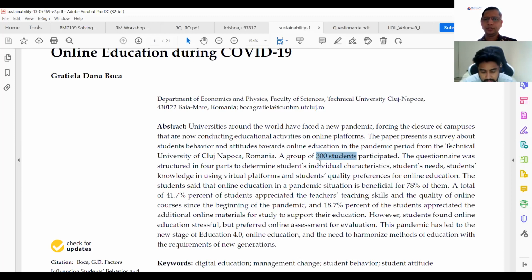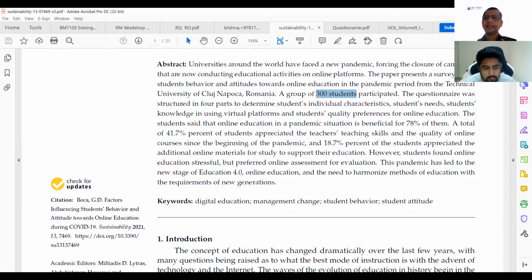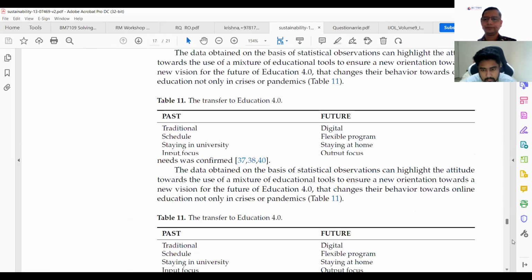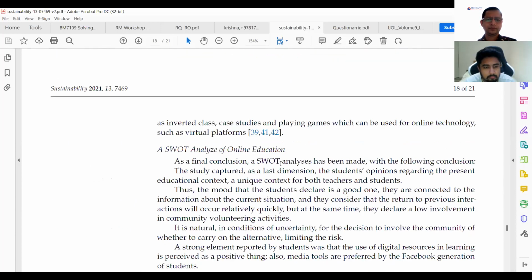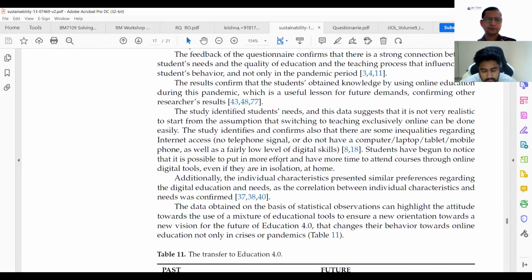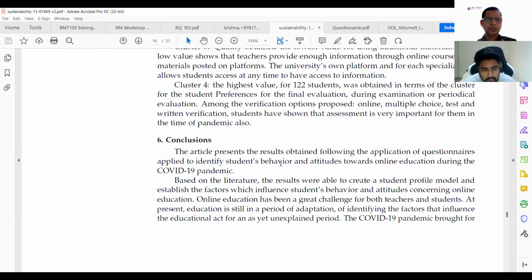Okay. What is the problem? So you find the problem. It's actually the adoption of digital education, or they said online education 4.0. And they also study the behavior and attitude of the students towards online education. So this is how you know the location, the number of population, and what is the problem. Again, if you read the last part, the conclusion, you see here. Basically, it starts from here.